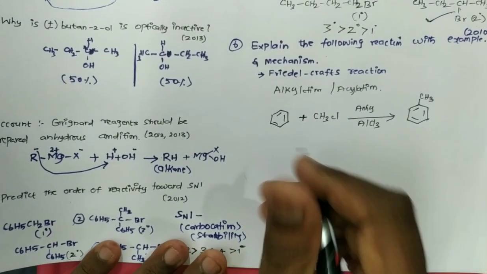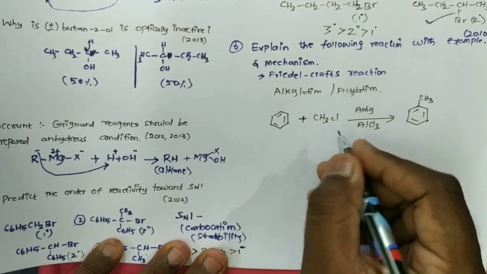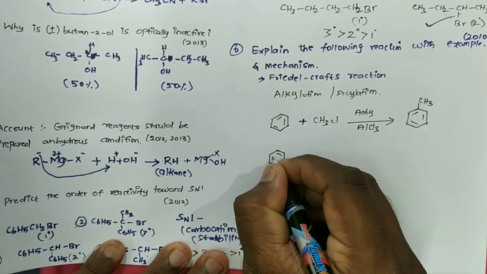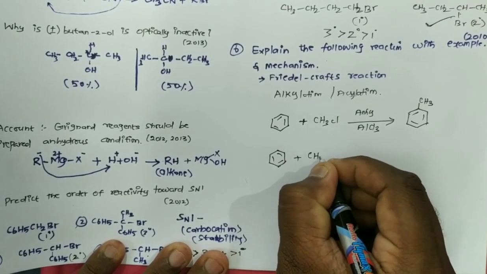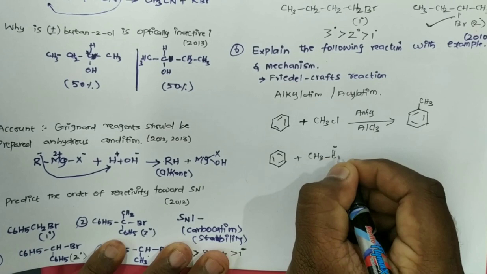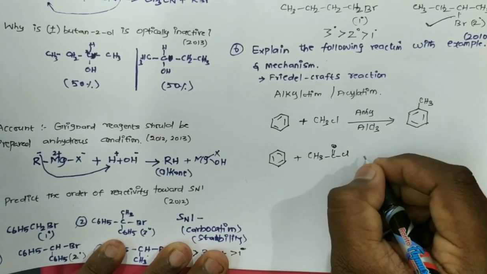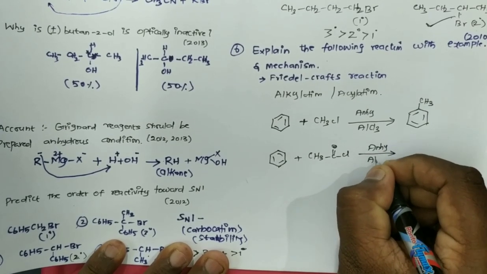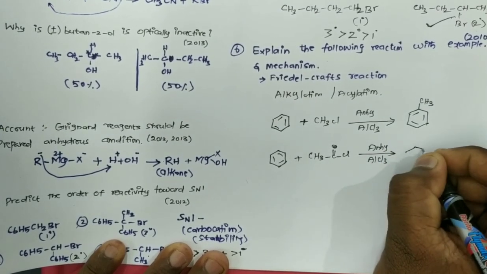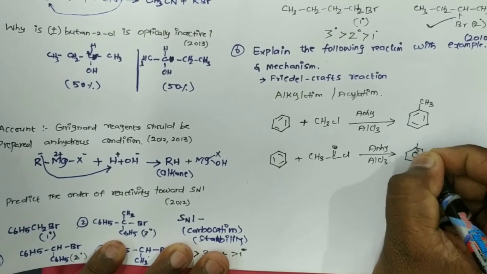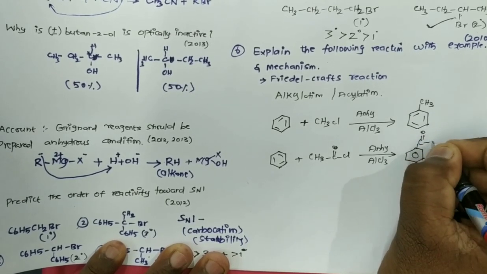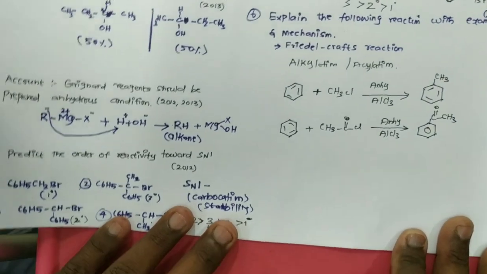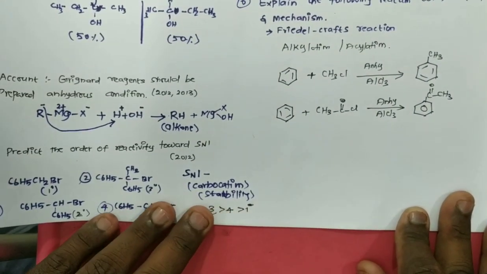Okay, so how can we see acylation? In the case of acylation, suppose I am taking benzene. Instead of methyl chloride, I would like to take acid chloride. In the same way, in the presence of anhydrous aluminum chloride, I will get the acylated product, that is C double bond O, CH3. Now let's see the mechanism, how it happens.